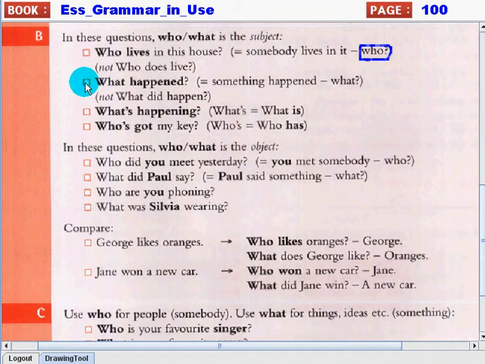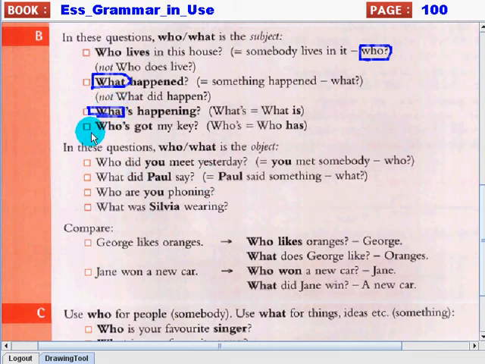Next, what happened? It means something happened, and we have to know what was it, okay? It's our subject here. We cannot say what did happen, right? Next, what's happening? What's is the shortened word for the words what and is. It will become what's. Alright? Again, our subject here is what.